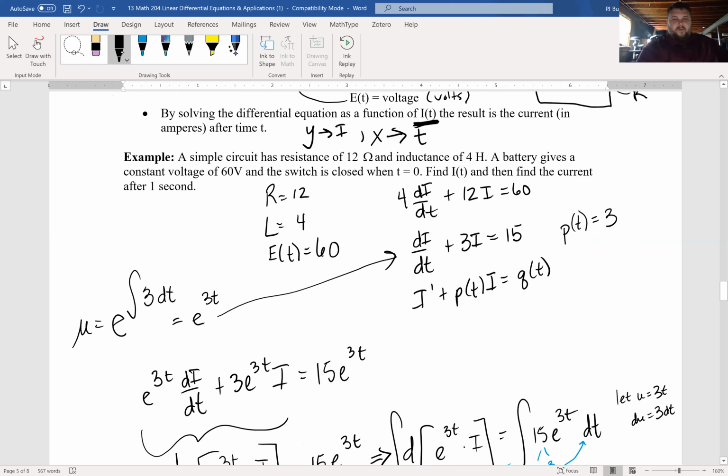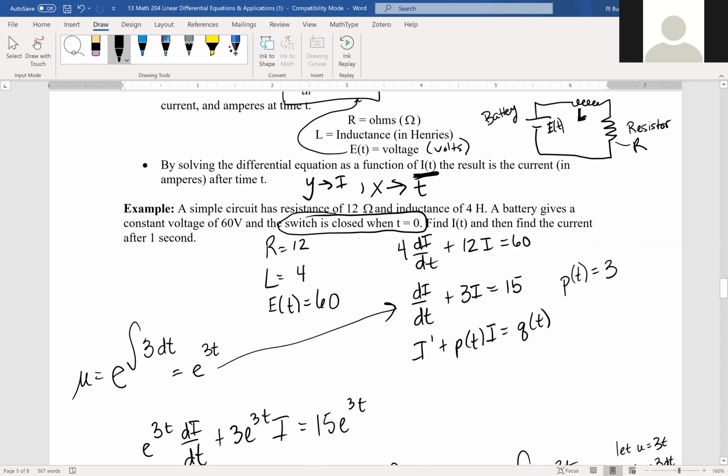I go back up and remember it says the switch is closed when t equals 0. What does that mean? There's no voltage when t equals 0. So no voltage, which means no what else? Current. There's no current. So I of 0 is 0. That's what that tells us.